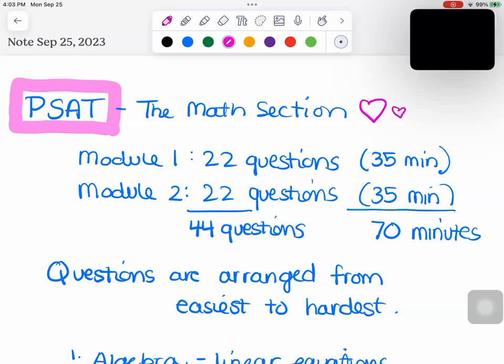Module 1 is 22 questions for a total length of 35 minutes, and module 2 is the exact same: 22 questions for 35 minutes. So your grand total is you are taking 44 math questions and you will have 70 minutes to complete the questions. Questions are arranged from easiest to hardest as you take the test.